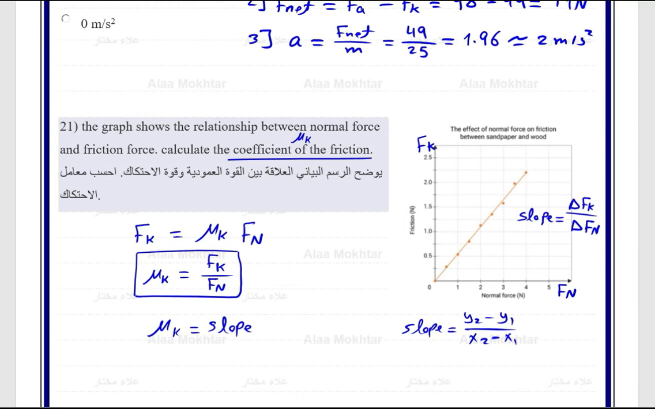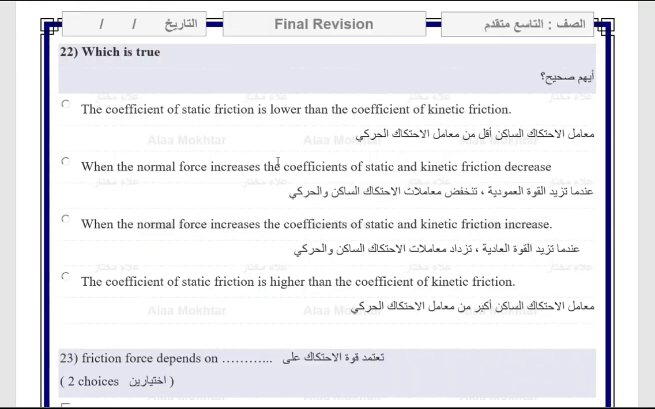I will take a suitable point. Yes, this point is very good. Here x is 1 and y is 0.5, and this other point is 0, 0. So the slope is 0.5 minus 0 over 1 minus 0. 0.5 over 1. The answer will be what? 0.5. So the coefficient of kinetic friction is 0.5.